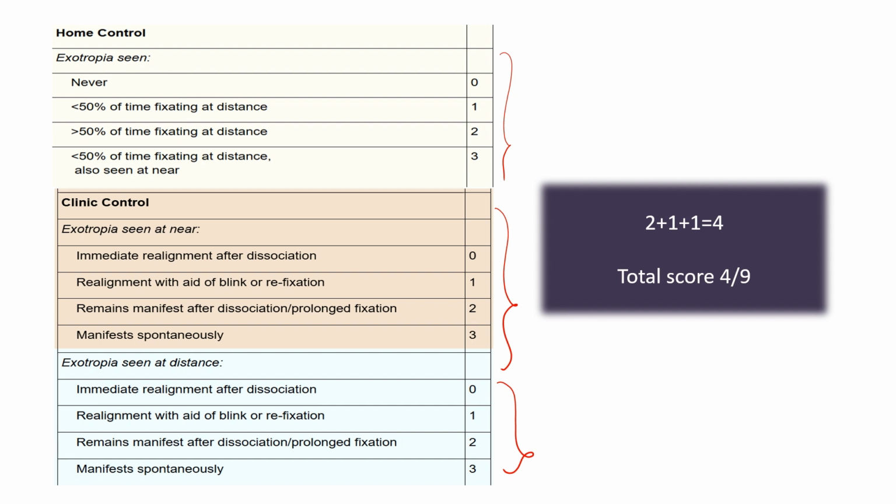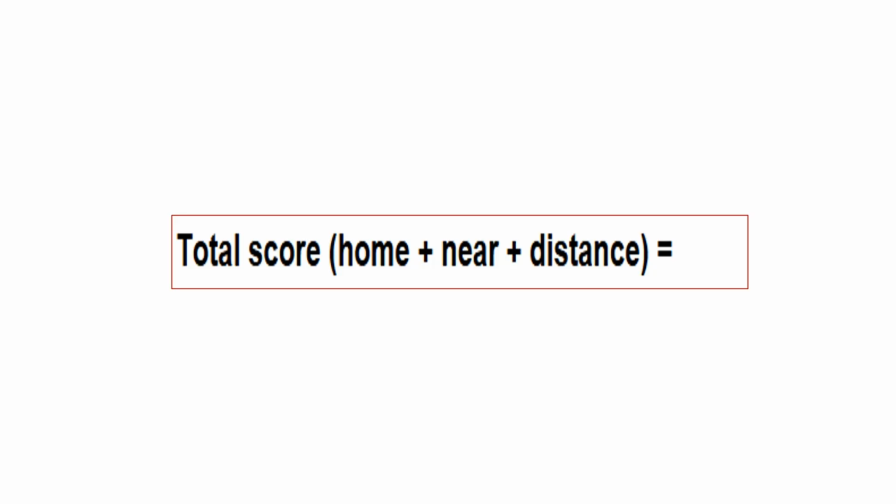Now, for example, if the parent tells you that he was able to observe the presence of outward deviation for more than 50% of the time fixating at distance, for home control you will give a score of 2. And then on your clinical examination, you found that the patient was not having exodeviation, but after dissociation he got exodeviation, and then he could realign his eyes with the aid of a blink or refixation, both at near and at distance. Then you will give him a score of 1 each, and now you add all these three and get a score of 4 on 9. So that is your Newcastle score. Your total score will be 4 by 9.